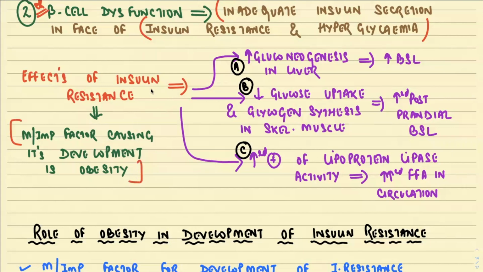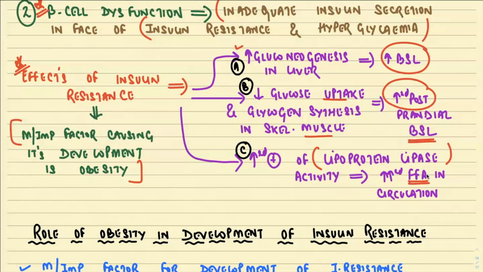And effects of insulin resistance: once the body develops insulin resistance, there will be an increased gluconeogenesis in the liver that will lead to an increased blood sugar level, a decrease in glucose uptake and glycogen synthesis in skeletal muscles, again leading to an increased postprandial blood sugar level, and increased activity of lipoprotein lipase, which is going to break down the fat, leading to an excessive amount of free fatty acids in the circulation.